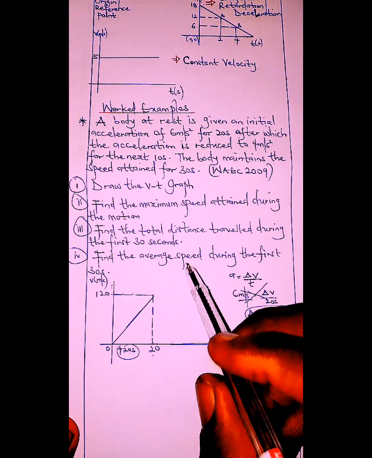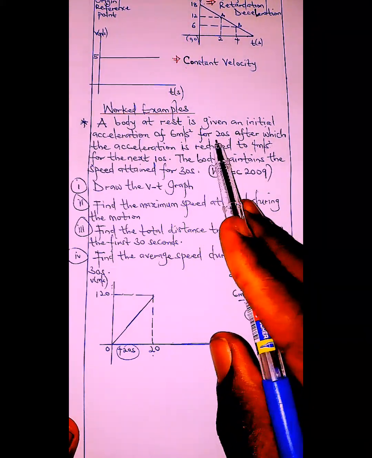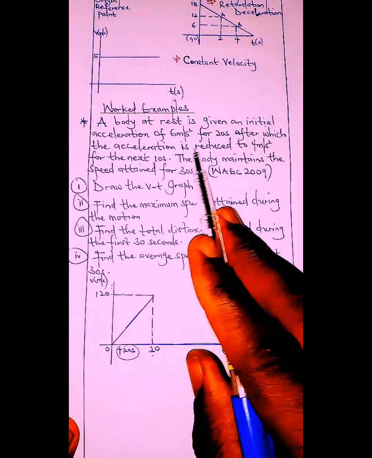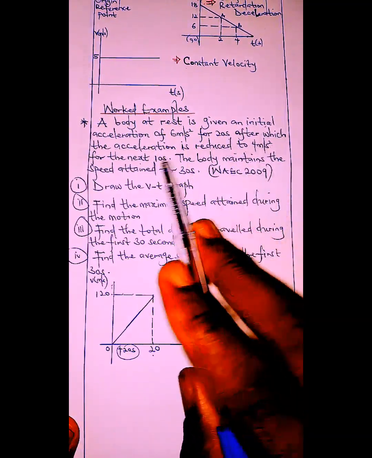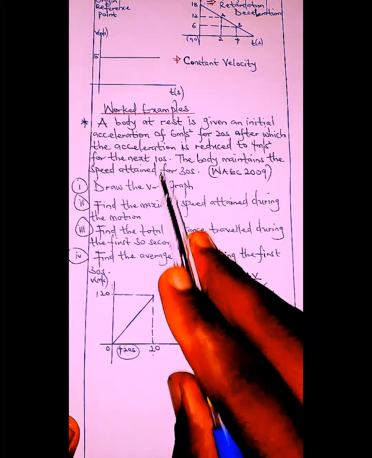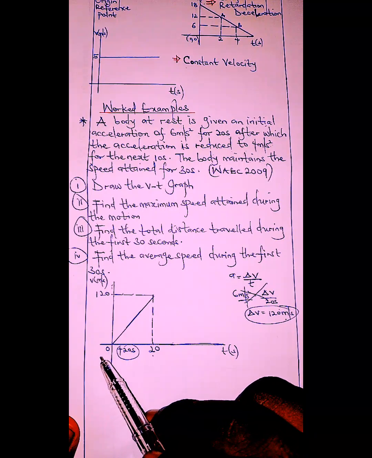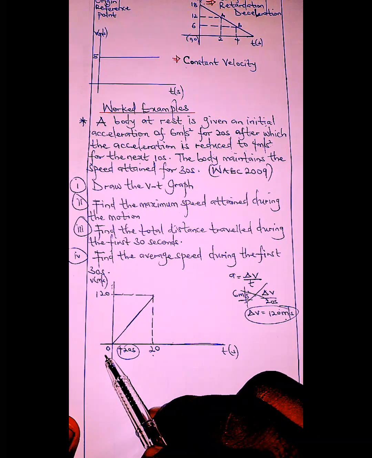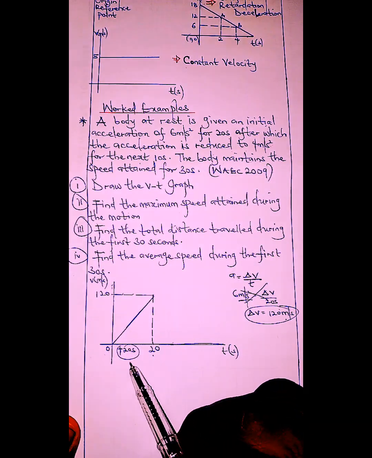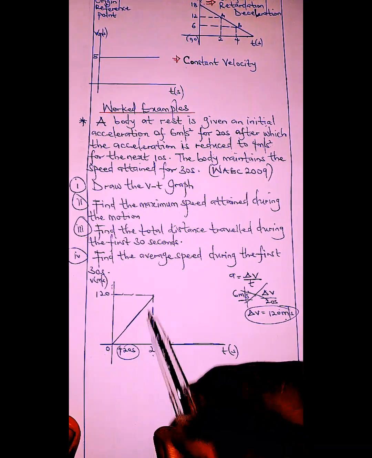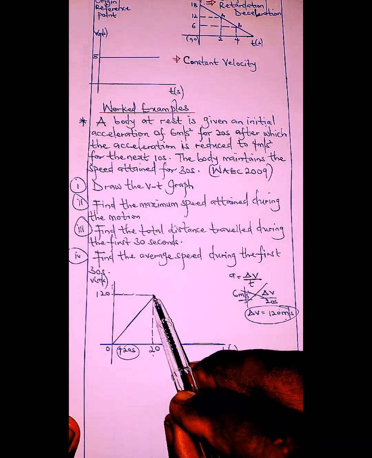Now, if you look at the next line of the statement, it said that for 20 seconds, after which the acceleration is reduced to 4 meter per second squared for the next 10 seconds. So a body that moved from 0 meter per second to 120 meter per second for 20 seconds, this whole thing lasted.